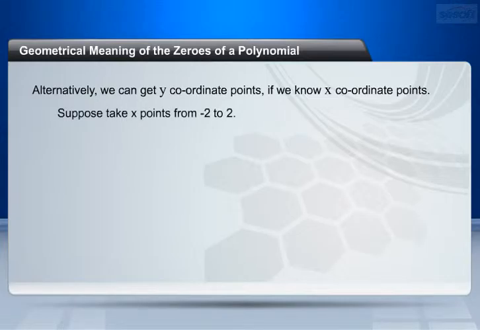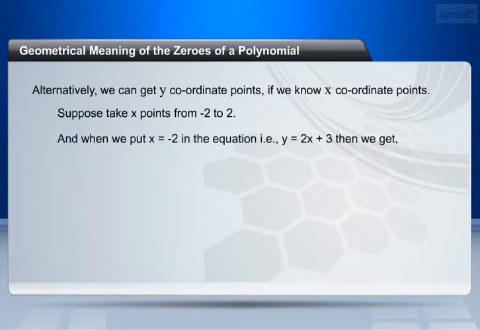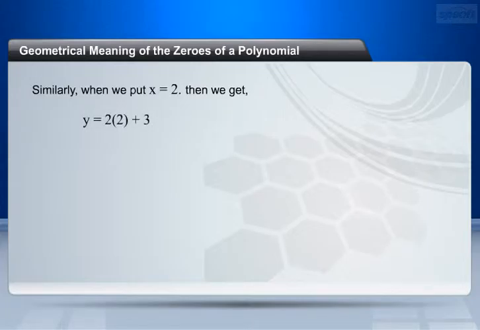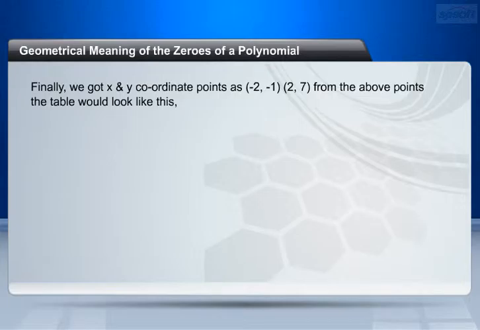Suppose we take x points from -2, 2. When we put x equals -2 in the equation y equals 2x plus 3, we get y equals 2 into -2 plus 3, which is equal to -4 plus 3, that is equal to -1. Similarly, when we put x equals 2, we get y equals 2 into 2 plus 3. This implies 4 plus 3 equals 7. Finally, we got the x and y coordinate points as (-2, -1) and (2, 7) respectively.